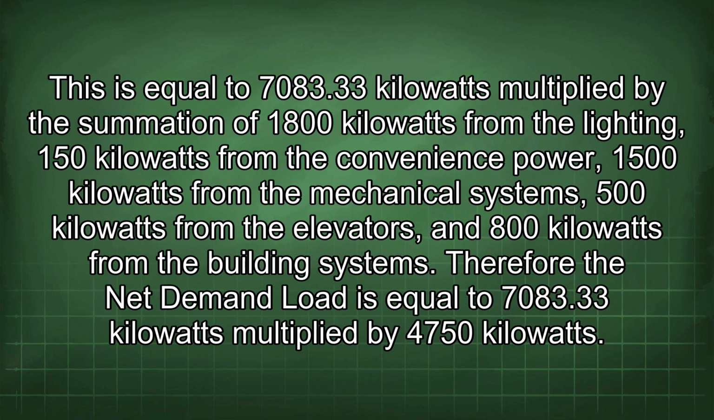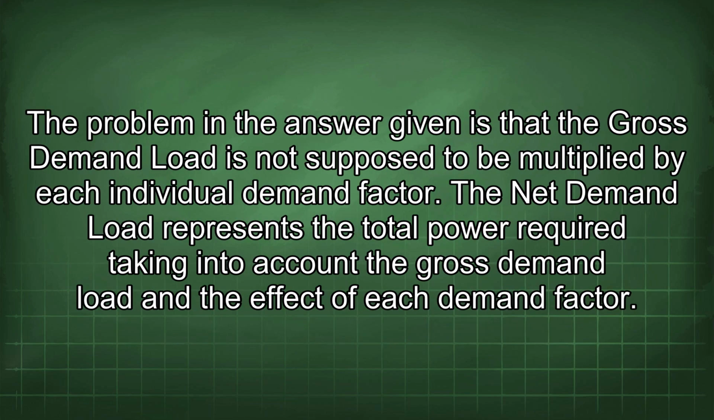This is equal to 7083.33 kilowatts multiplied by the summation of 1800 kilowatts from the lighting, 150 kilowatts from the convenience power, 1500 kilowatts from the mechanical systems, 500 kilowatts from the elevators, and 800 kilowatts from the building systems. Therefore, the net demand load is equal to 7083.33 kilowatts multiplied by 4750 kilowatts. The problem in the answer given is that the gross demand load is not supposed to be multiplied by each individual demand factor.